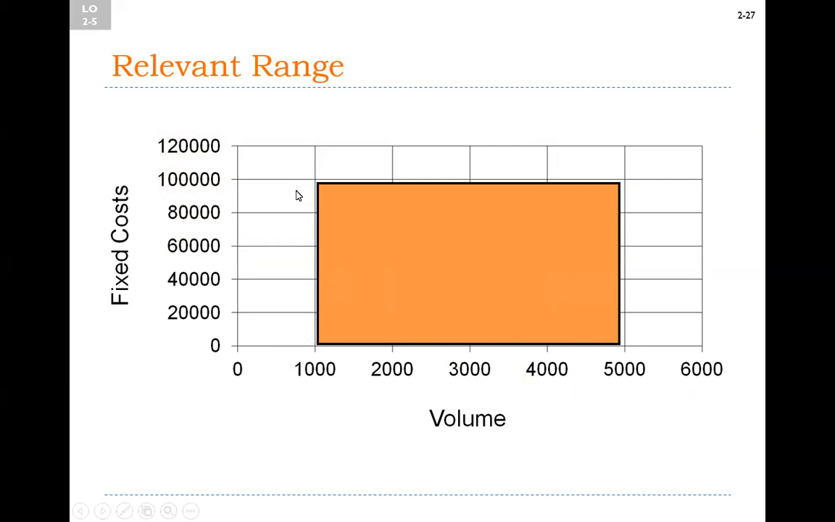Now, within the relevant range, again, the fixed cost is fixed within the relevant range. If I go to this 6,000 activity level, the cost may jump up. That's why I'm only focusing on the relevant range. And this becomes even more important when we look at cost estimation in the future. So all that I'm saying about the definition, fixed cost, variable cost, it's only true when I'm within the relevant range.